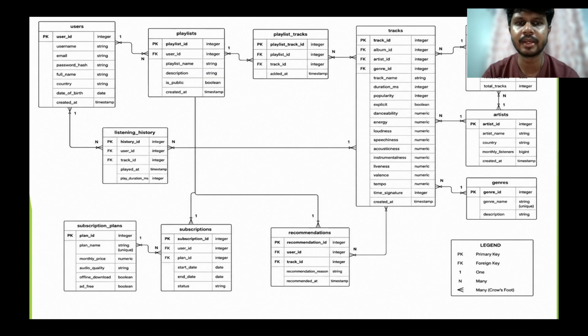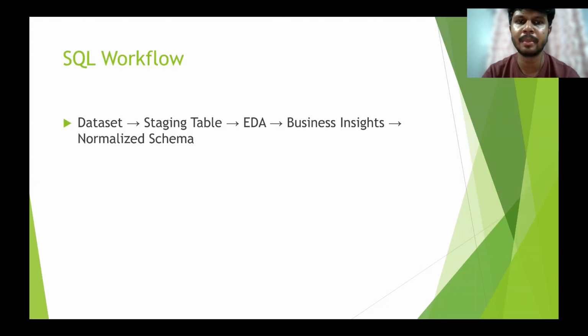And the tenth relationship is between users and subscription. And many users purchase different subscription plans. And the 11th relationship is between subscription plans and subscription. So one subscription plan can be purchased by many users. So now let's move to the next slide.